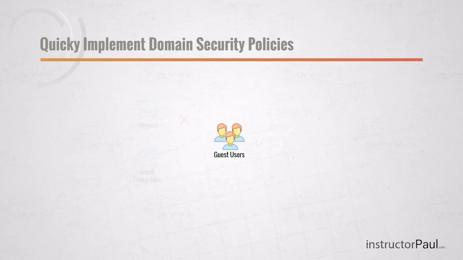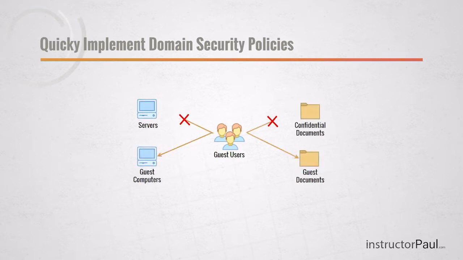You can do things like restrict certain users from logging into certain computers, allow only certain users to access certain files, give specific or all users a specific desktop background, or even deploy software to certain computers within your domain.